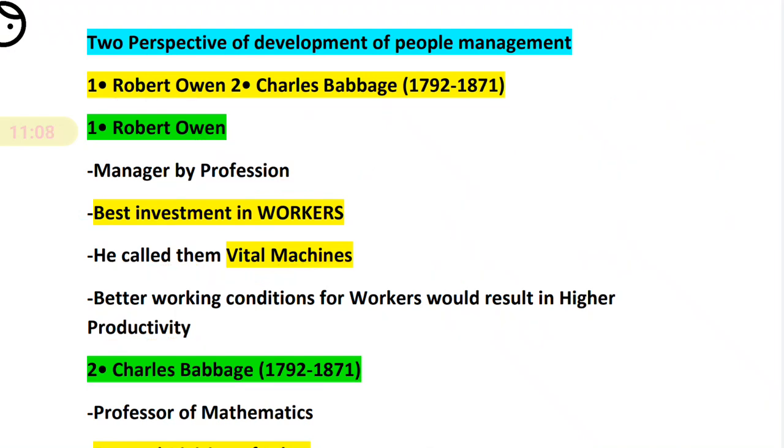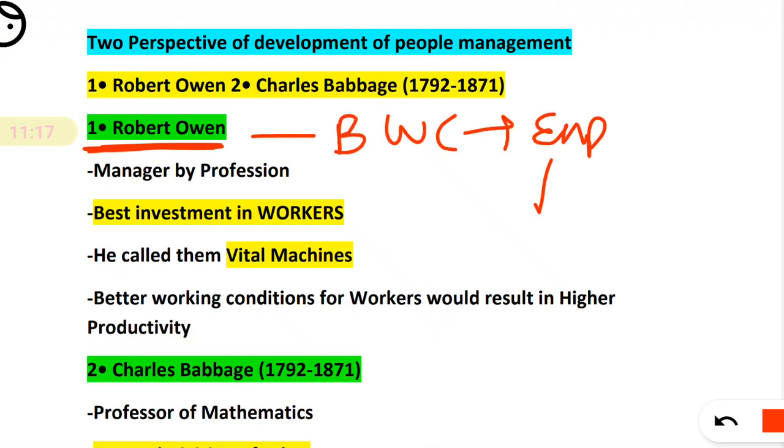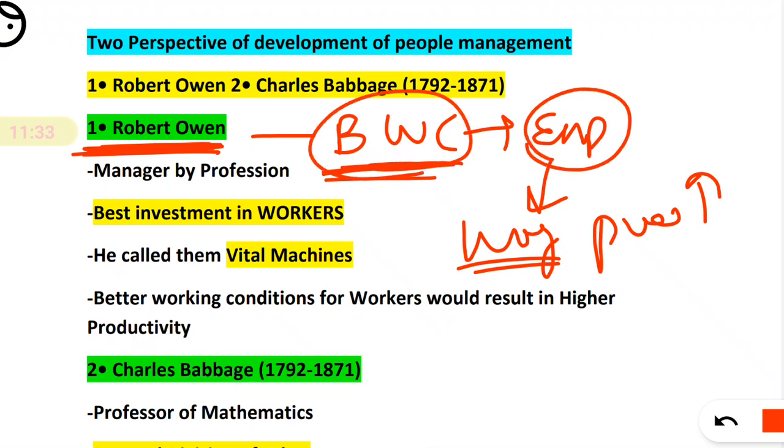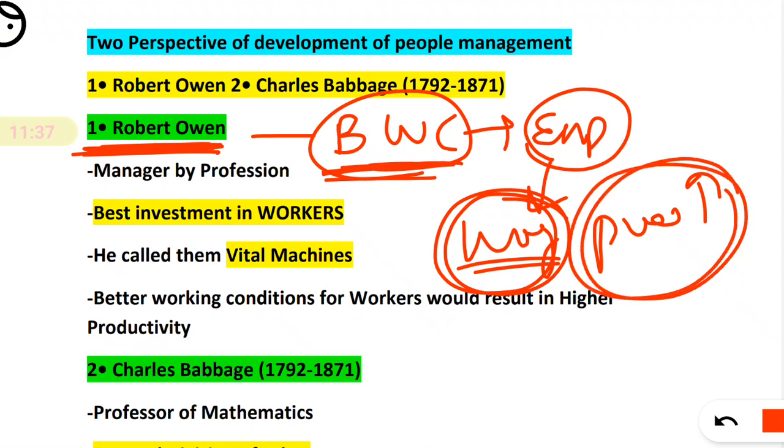So what is the perspective of Robert Owen? Robert Owen believed that you should provide better working conditions to the employee. The employee will become happy and they will work very well and sincerely, so that productivity will increase. The simple idea behind the Robert Owen perspective is that you should give better working conditions to the employees, so that they will be happy and work more, so that your productivity will increase. That is the perspective of Robert Owen.